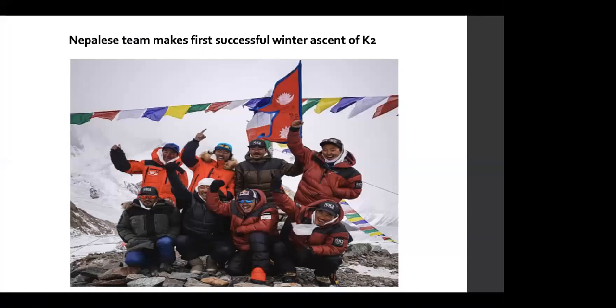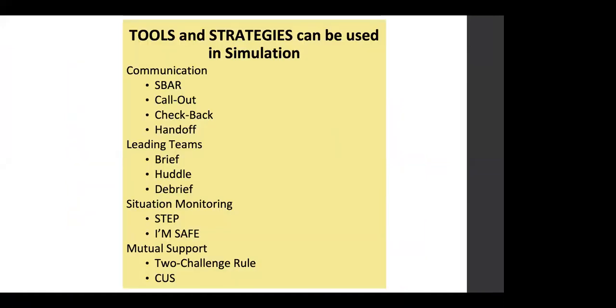I'm sure some of you might have seen this picture a couple of days ago. A team of Nepali Sherpas climbed K2 for the first time in history in the winter. How could that have happened? Same things: teamwork, communication, mutual respect, situational awareness, all of what we are discussing. I'm sure they must have done these, and that led to this story which came out a couple of days ago, that for the first time in history a team of people have climbed K2 in the winter.